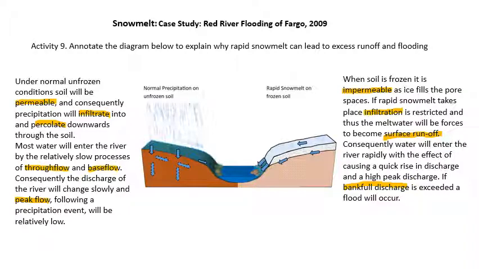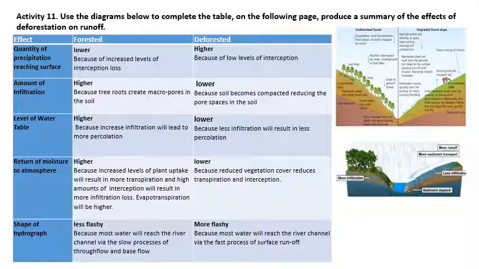So if you looked at the flood hydrograph for the Red River, you'd see that bankfull discharge was exceeded and therefore flooding did occur. So you then moved on to the first human factor, and the only human factor that you looked at last lesson, and this is activity 11, using the diagrams to complete the table to show a summary of the effects of deforestation on runoff. And you were looking at a forested area compared to a deforested area.